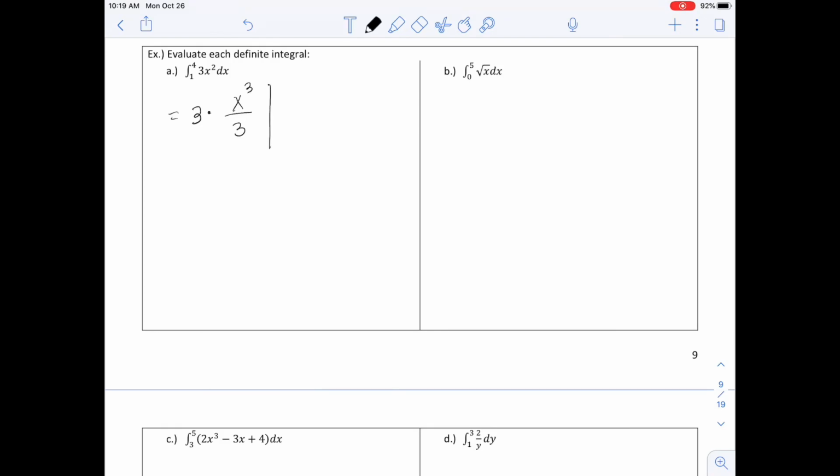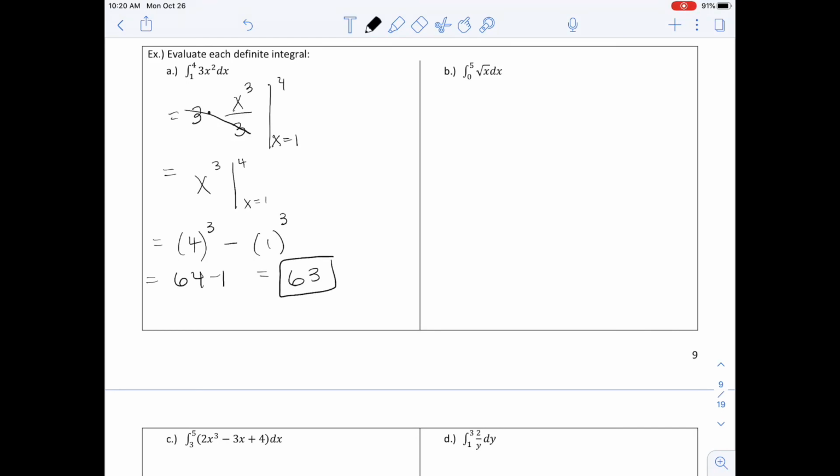But I'm going to evaluate this from x equals 1, which is my lower limit of integration, up to 4. So simplifying this, the 3's are going to reduce. I have x cubed evaluated from x equals 1 to 4. And by the fundamental theorem of calculus, we're going to evaluate this at the upper limit of integration. So that top number is going to get substituted in first, minus the bottom number substituted in second. And again, subtracting those, 4 cubed is 64, minus 1 cubed is 1. So we get a value of 63.